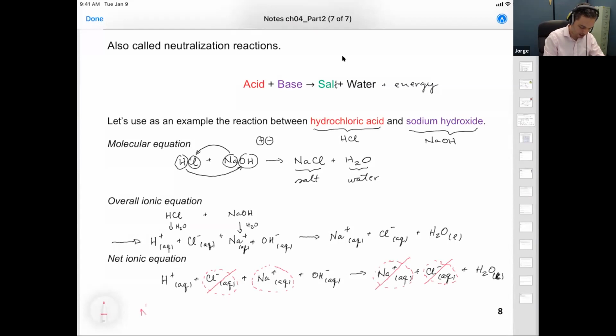Therefore, the net ionic equation for this process is going to be H+ (aq) plus OH- (aq), forming water. And that's how you get the net ionic equation.